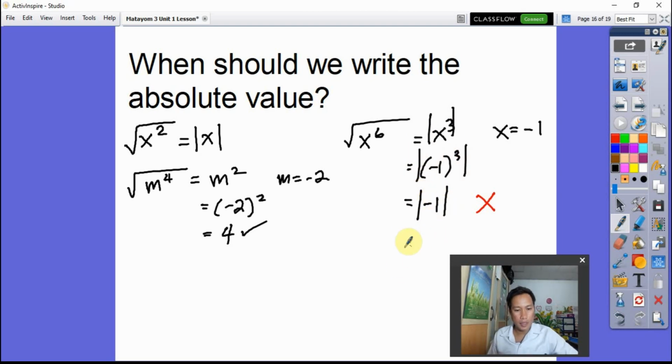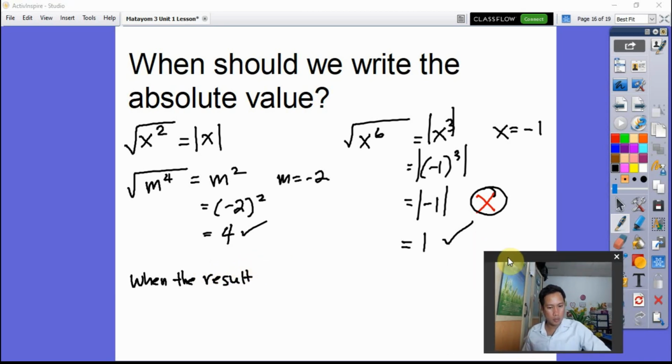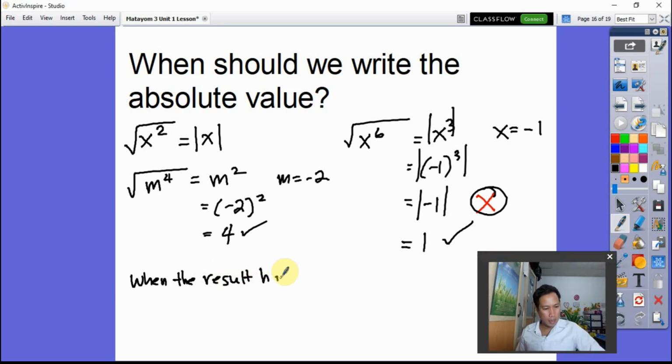Okay, so when you have an absolute value symbol, then you have a positive 1. So this is correct. All right, so in short, when the result has an odd exponent. Again, when should we write the absolute value? When the result has an odd exponent.